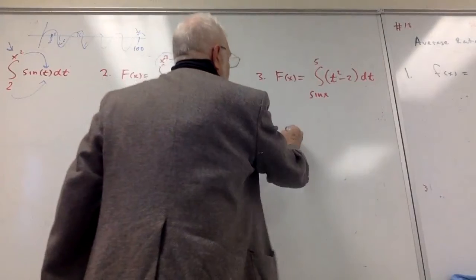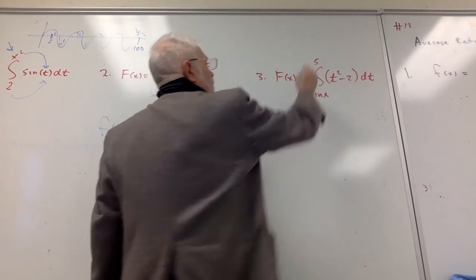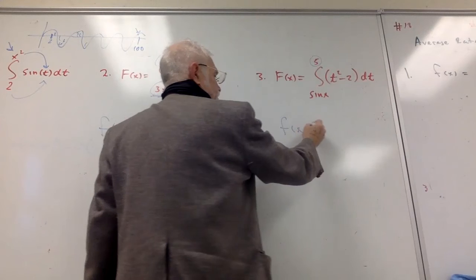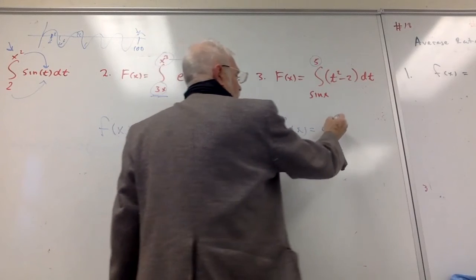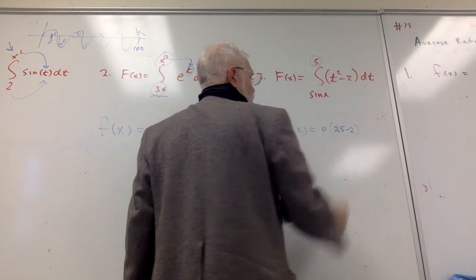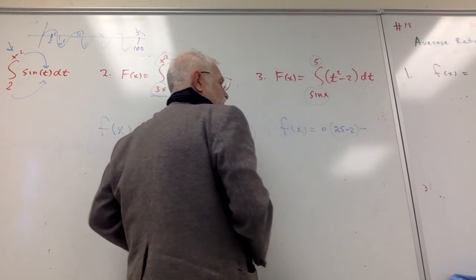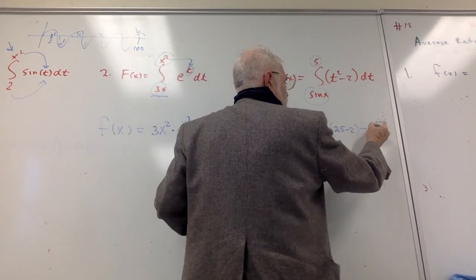We're going to take the derivative of this calculation. How do we do it? We take the derivative of 5, which is 0. And we drop 5 in, 25 minus 2. And then we subtract. We take the derivative of the sine of x, which is cosine x.